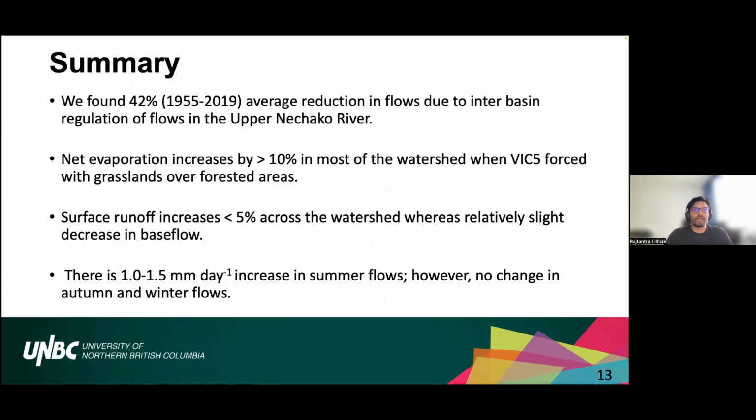So in summary, I would say that we found a 42% average reduction in flows, which I showed in the previous slides, from 1955 to 2019 due to interbasin regulation of flows in the upper Nachako River. Net evaporation increases less than 10% in most of the watershed when replacing forest with grassland. The surface runoff increases greater than 5% across the watershed, whereas there is a relatively slight decrease in base flow. There is a 1 to 1.5 mm increase in summer flows. However, we found no change in autumn and winter flows.